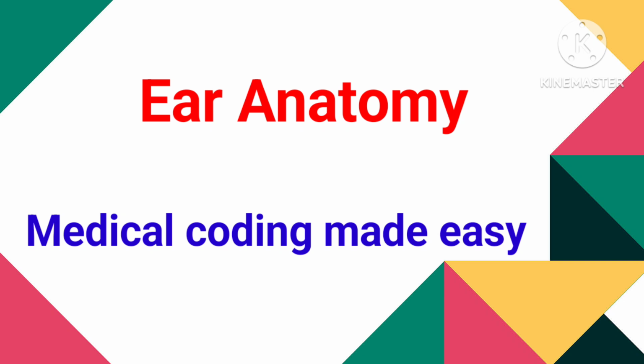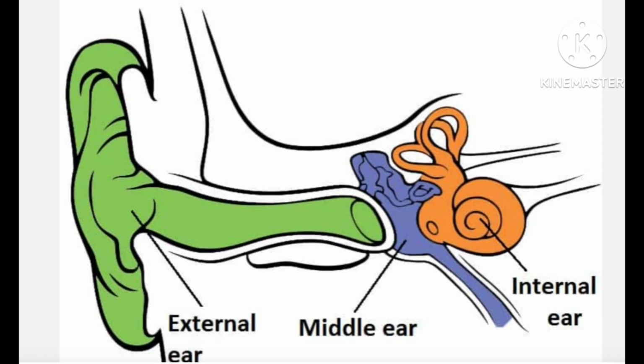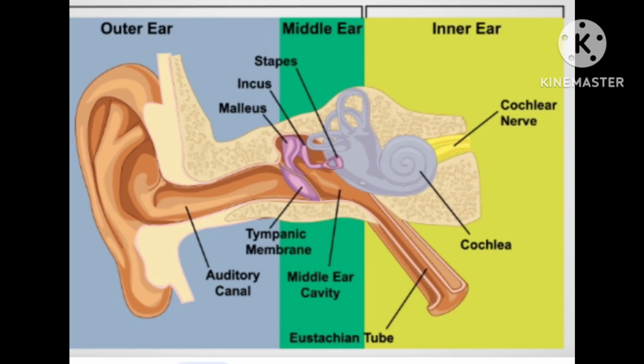So most of us will know that the ear is an organ used for hearing. Now we'll see the parts of the ear. The ear has been divided into three parts: the outer ear or external ear, then the middle ear, then the internal ear or inner ear. So these are the three portions of the ear. And out of these three portions, first we will see the external ear.